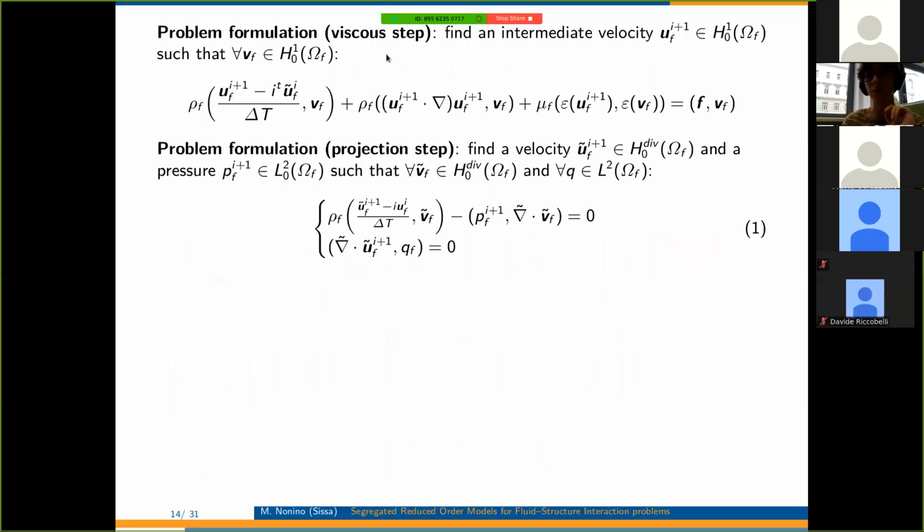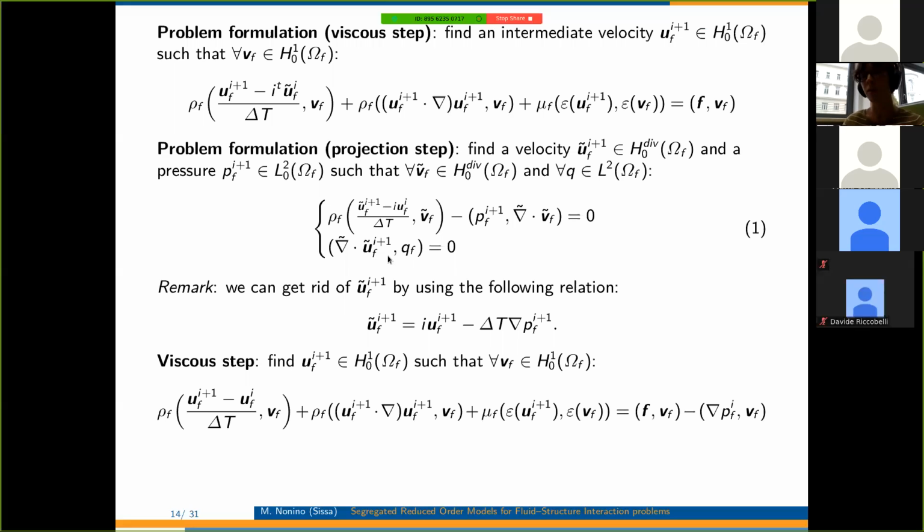We have the first problem, the viscous step, which is formulated in terms of the intermediate velocity. As you can see, we are just considering viscous terms and advection terms of the Navier-Stokes equations. Then we have the projection step, meaning the incompressible step, where we have the end-of-step velocity u tilde and the pressure p. And you can recognize that here we are taking care of the divergence-free condition.